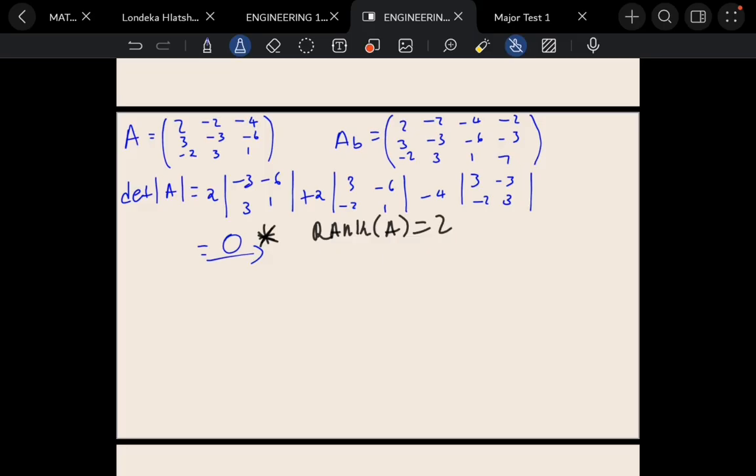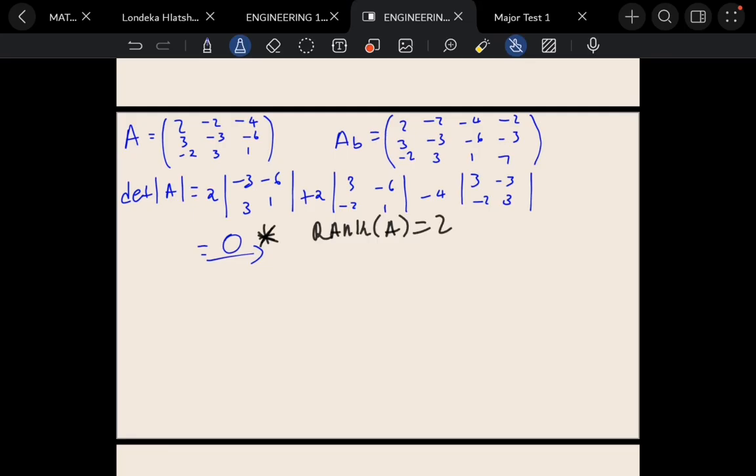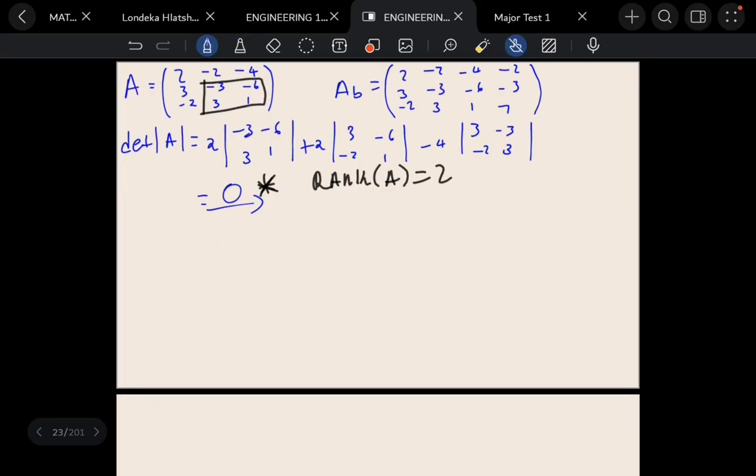How can we say that the rank of A is 2? We need to find a sub-determinant in A that does not give us a determinant of 0. For example, this determinant here does not give you 0, and this determinant here also does not give you 0. So I'm just going to pick this one and call it A1.